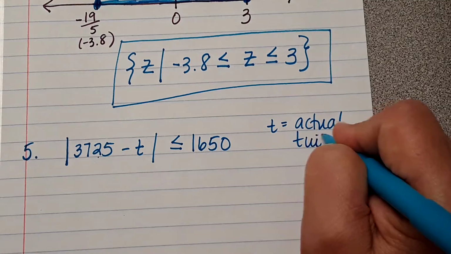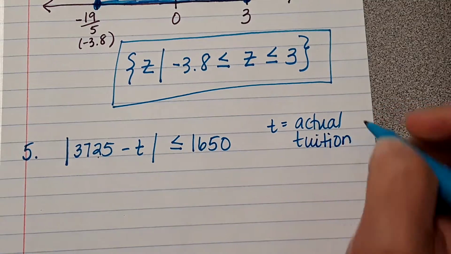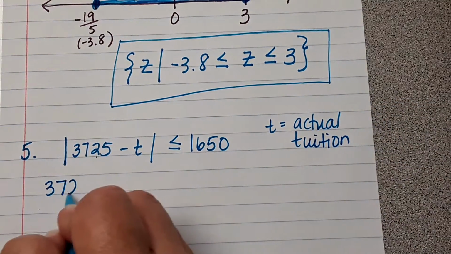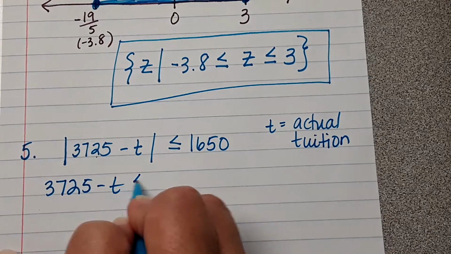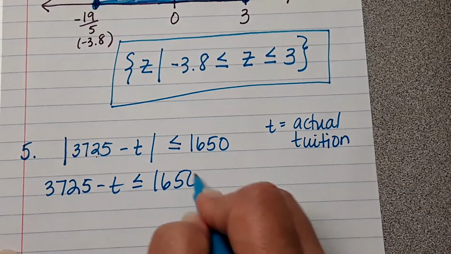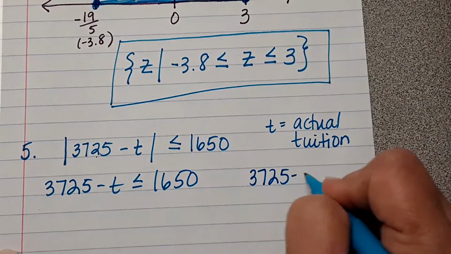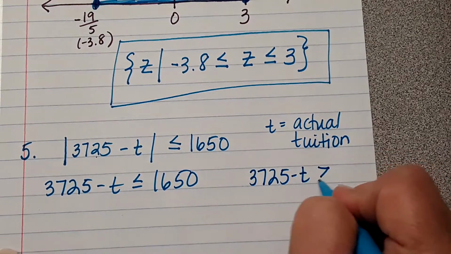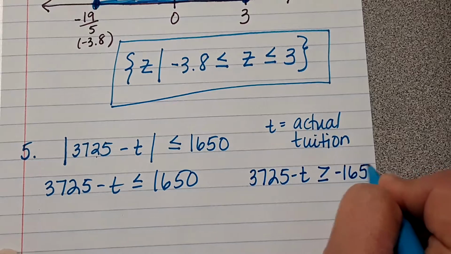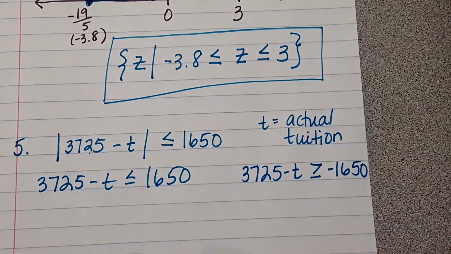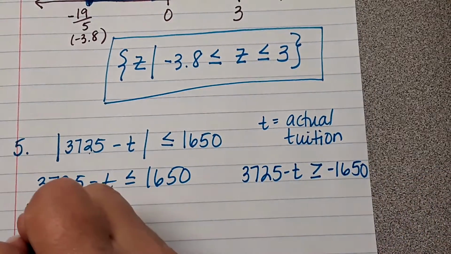Okay. Now we're going to set it up. Now, because it's a less than, what do you guys think it's going to be? Do you guys have an answer for me? Do you think it's going to be an and? Because if you think it's going to be an and, you would be correct.